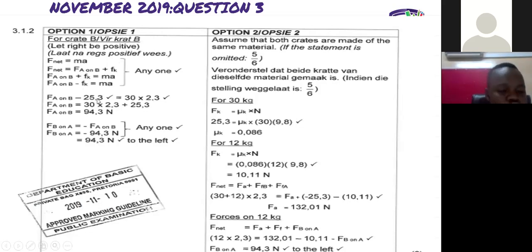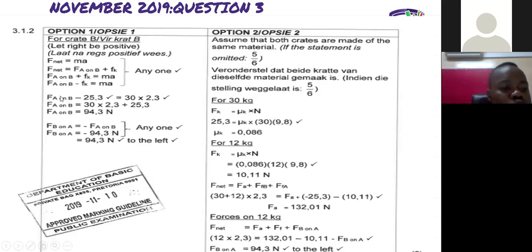They told us it's 25.3 newtons, is equal to the mass of B, which is 30, multiplied by the acceleration. They told us the acceleration of B is 2.3 meters per second squared. And remember, acceleration is a vector. If it is a vector, we substitute it with direction. Now, because B was accelerating to the right, this acceleration is positive because we chose to the right as positive.